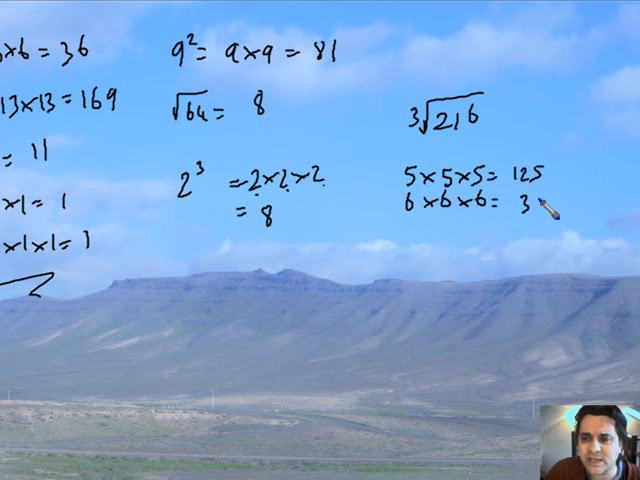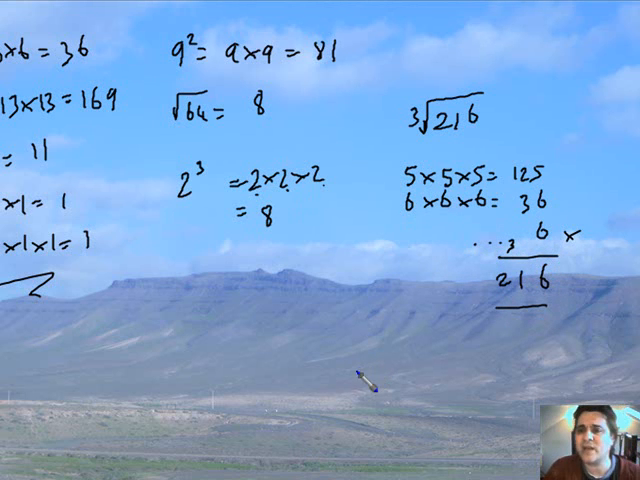Let's work it out. Well, 6 sixes are 36. If you multiply that by 6 again, this is what we get. 6 sixes are 36. 6 threes are 18. 19, 20, 21. And there it is. Without a calculator, the cube root of 216 is 6. So there's my final answer.